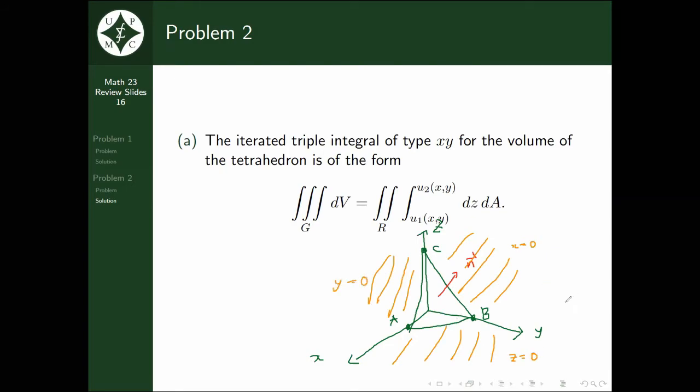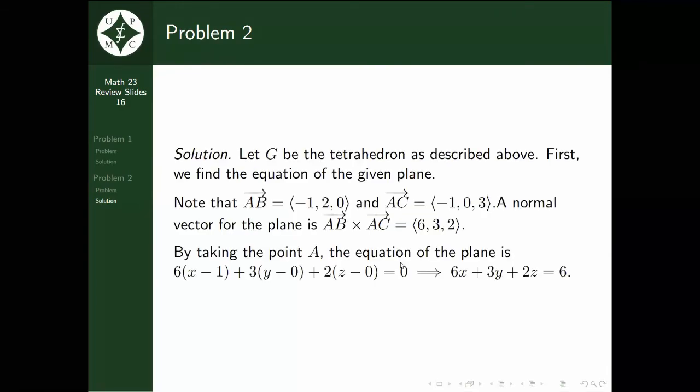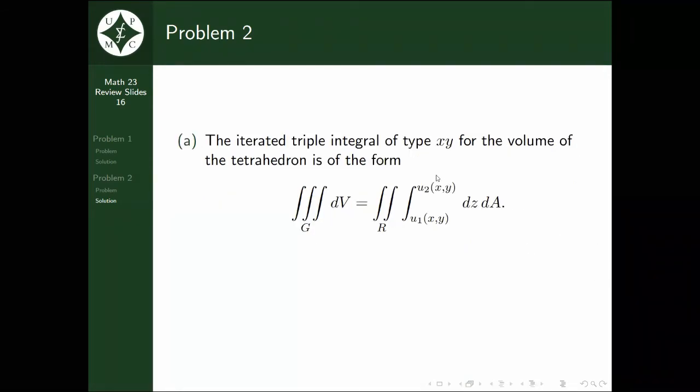So this u1 here, it's automatically 0. What about u2? u2 of xy is just this plane, but we need to write it as z. So what we do is we take the plane equation from the previous slide, and then we solve for z. So you transpose x and y, and then you divide by 2. So that's the upper boundary.